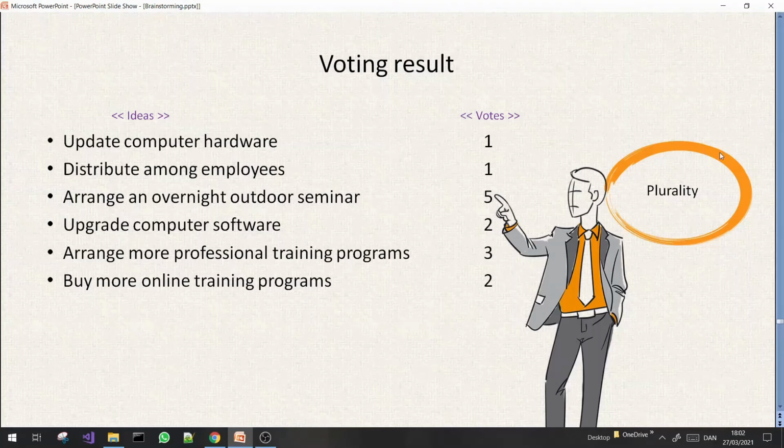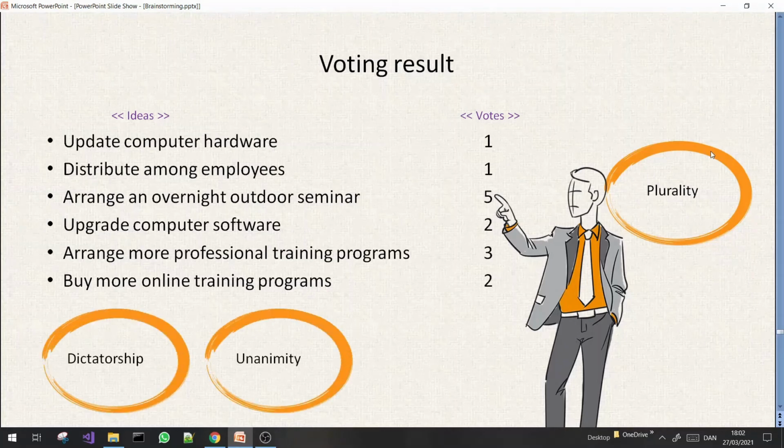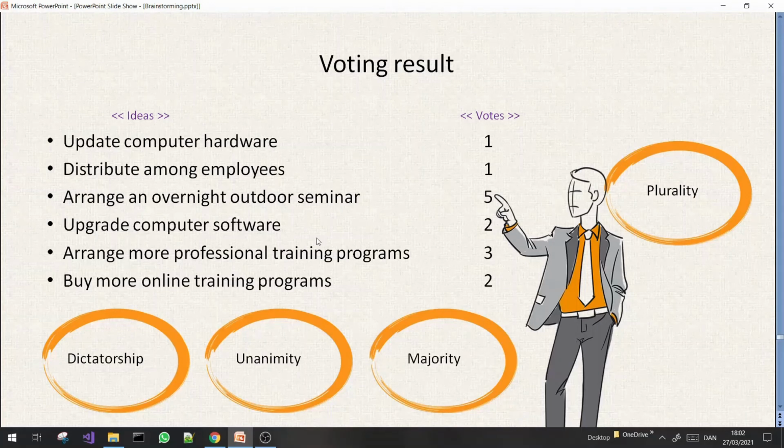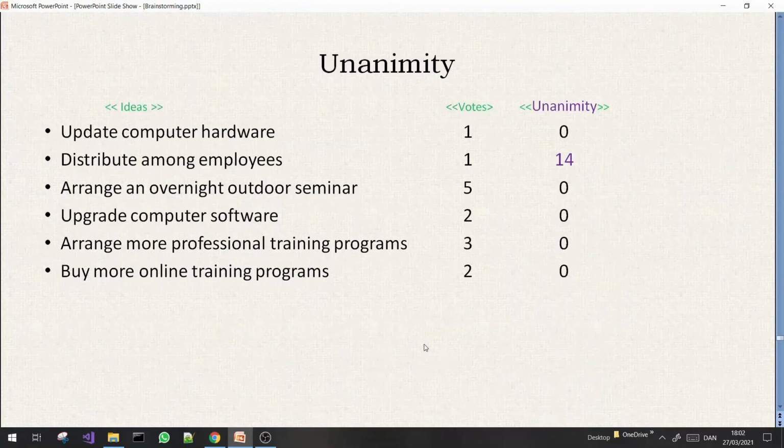However, plurality is not a unique principle here which we can apply. There are few other principles like dictatorship, unanimity, and majority. Dictatorship says any person with the higher authority should select an idea by considering or even without considering the voting results. However, dictatorship is not favorable among brainstorming sessions. Now let's talk about unanimity and majority principles.